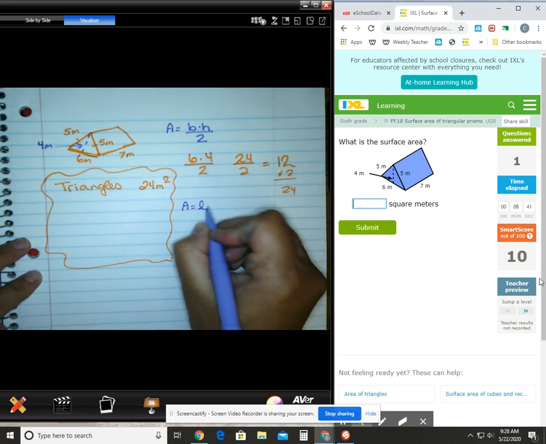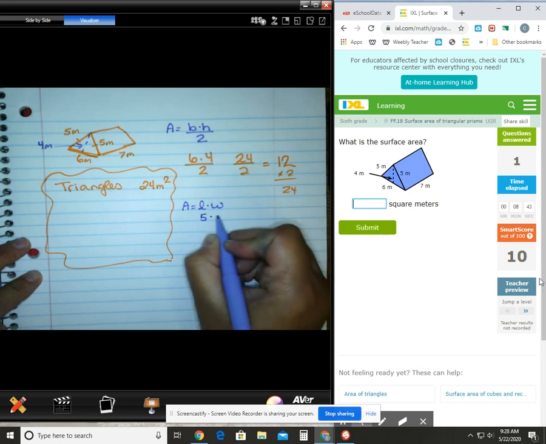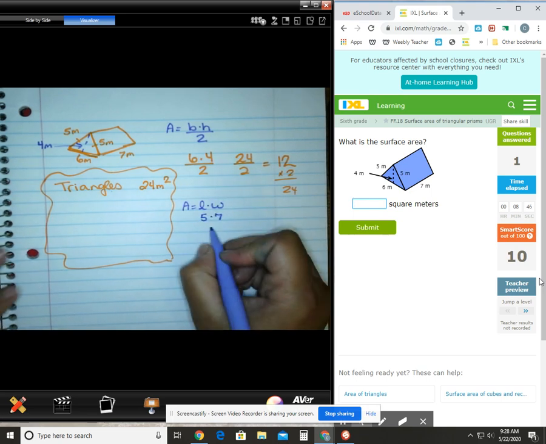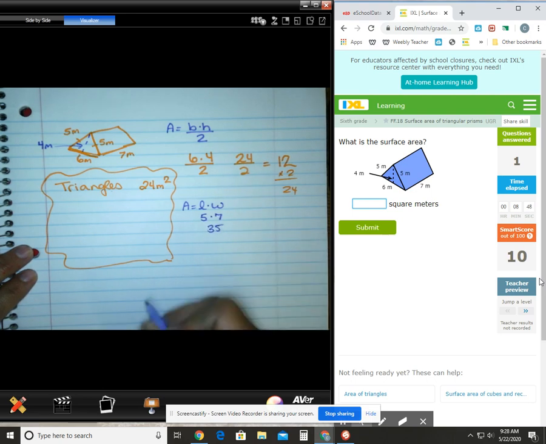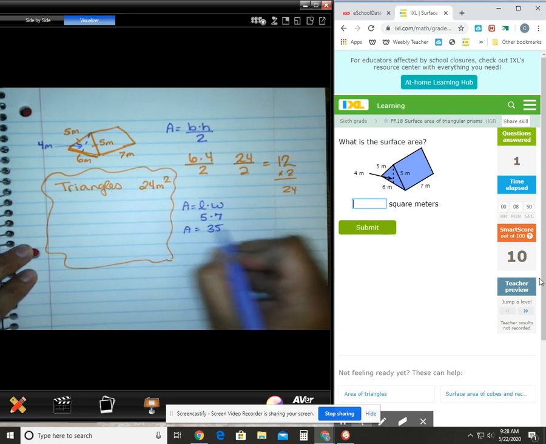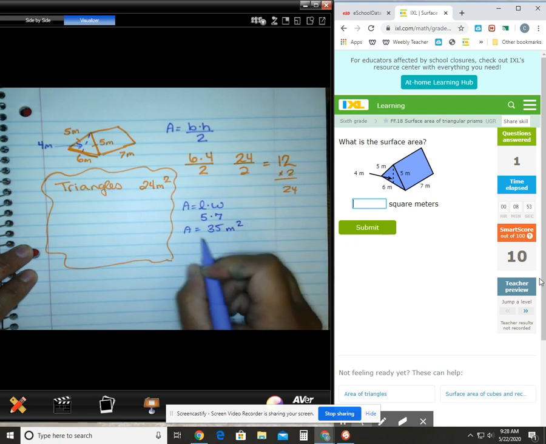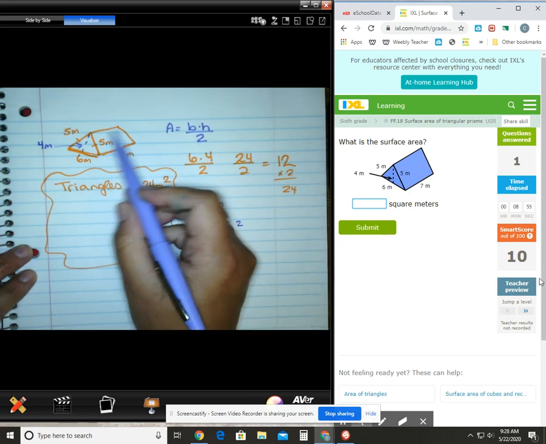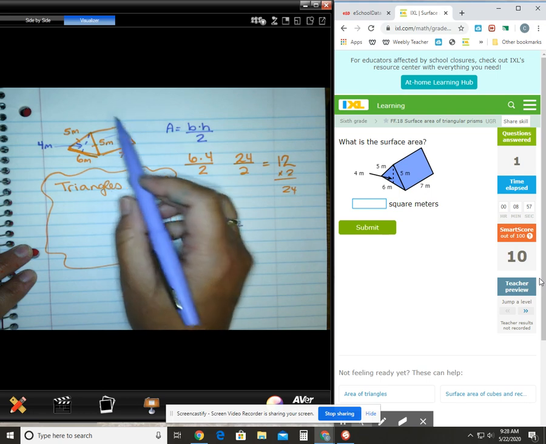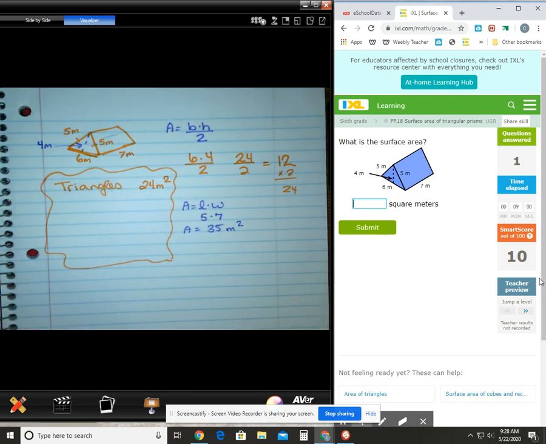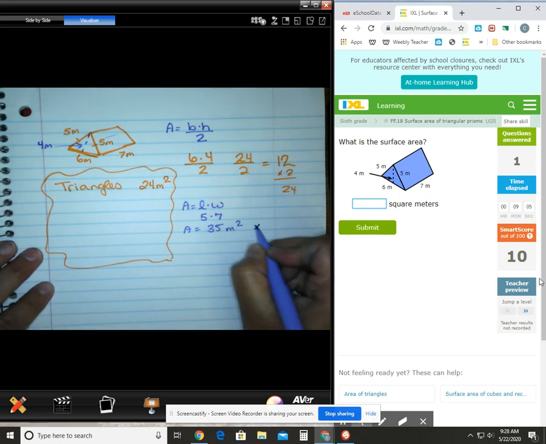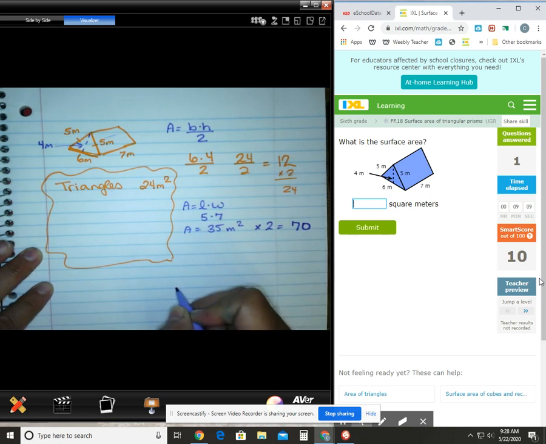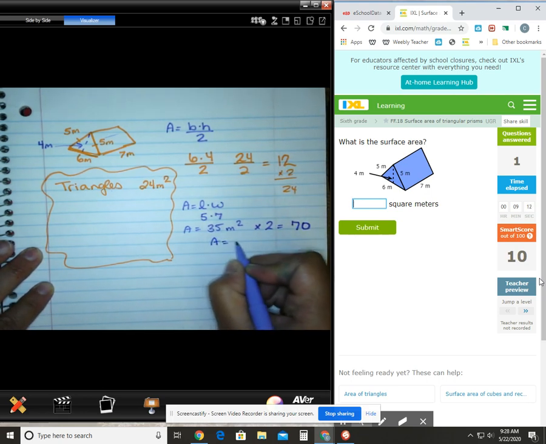area is equal to the length times the width. So I'm going to do 5 times 7, which we should know is 35, right? So my area equals 35 meters squared. But if this front side of the tent is 35, that means the back side of the tent is 35 as well, right? So I need to do 35 times 2. I'm going to times it by 2 because I have 2 of them. That is going to be 70. Okay, so the area is equal to 70 meters squared.